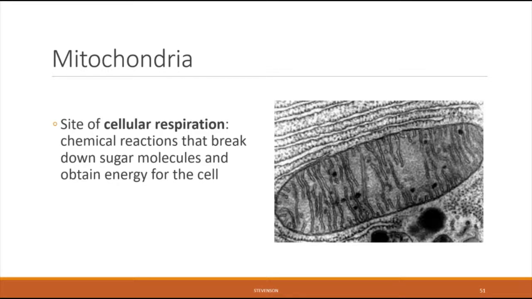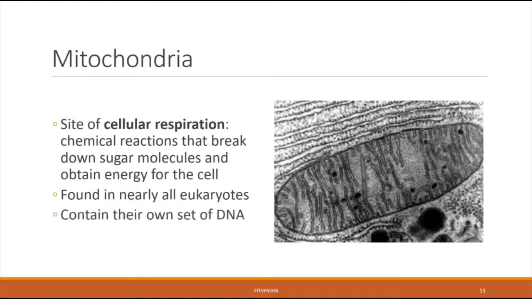Mitochondria are also an important organelle for energy processing and metabolism because this is where another cellular process called cellular respiration takes place. Cellular respiration is the series of chemical reactions that break down sugar molecules in order to obtain energy for the cell. Mitochondria are found in virtually all eukaryotic cells, and like chloroplasts, they too contain their own set of separate DNA from the DNA that's found in the nucleus.